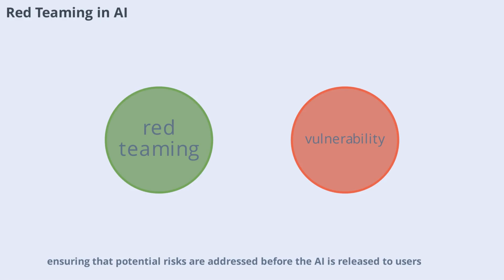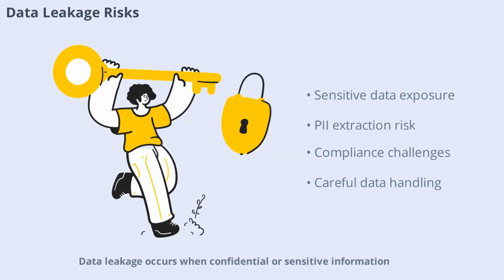Data leakage occurs when confidential or sensitive information, such as proprietary code or private records, is accidentally included in a model's training data.